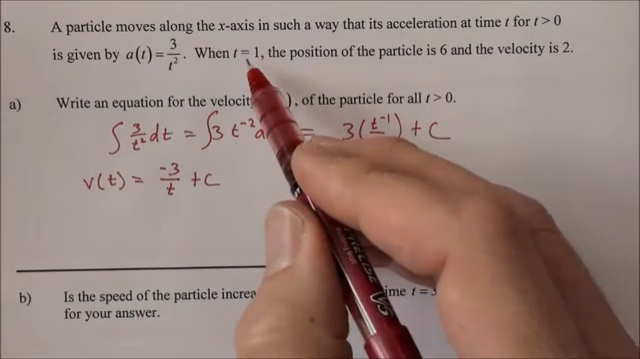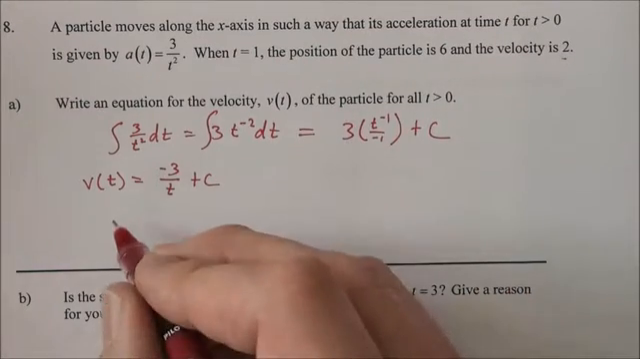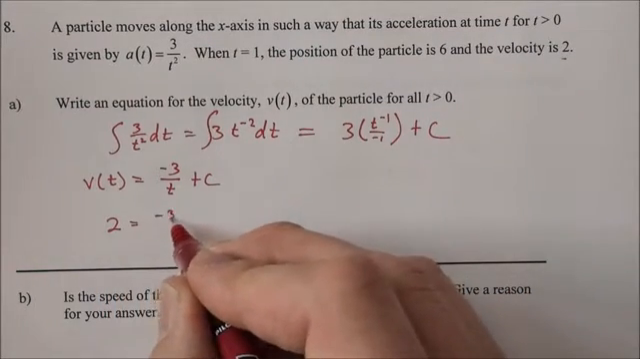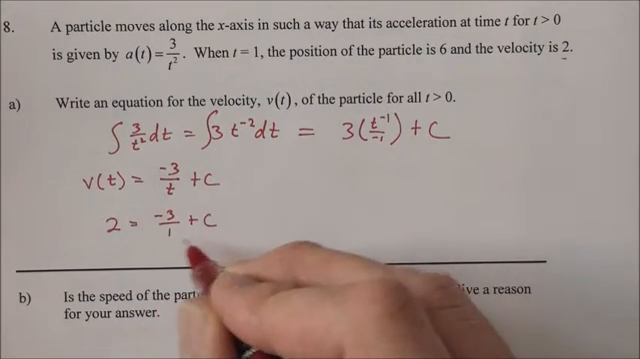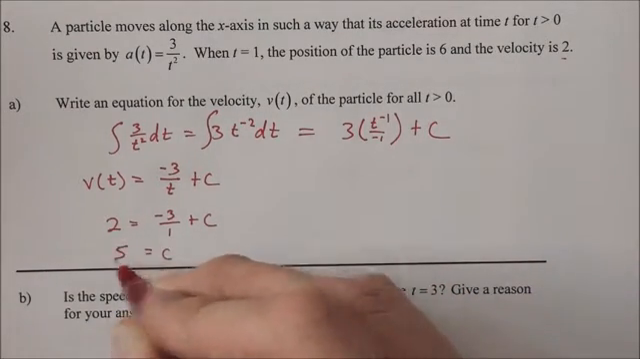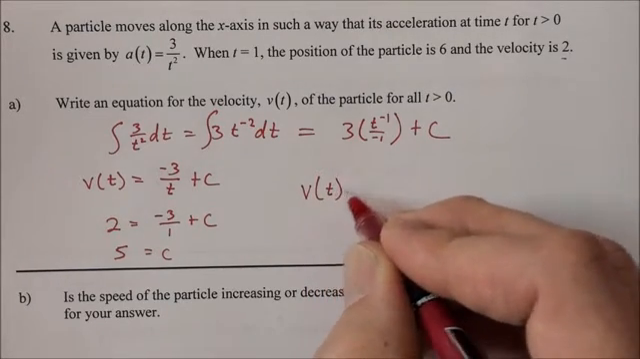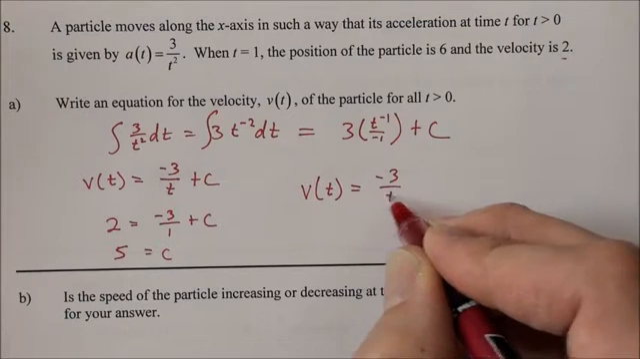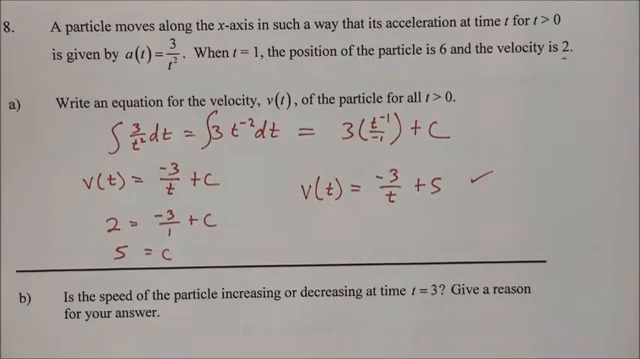So there's our general solution, but we want the actual velocity, which means we have to solve for c. We see that when t is 1, velocity is 2. All right, so 2 is equal to negative 3 over 1 plus c. That's obviously negative 3, so we'll add 3 to both sides, and c is equal to 5. So to finalize our answer, v of t is going to be negative 3 over t plus 5, and we're ready to go on to part B.